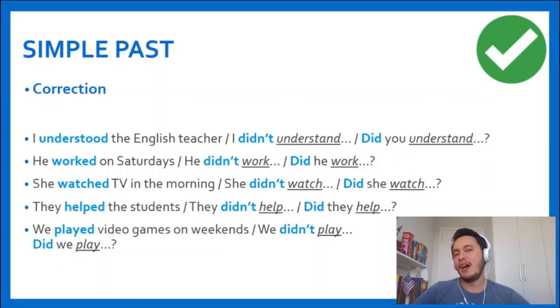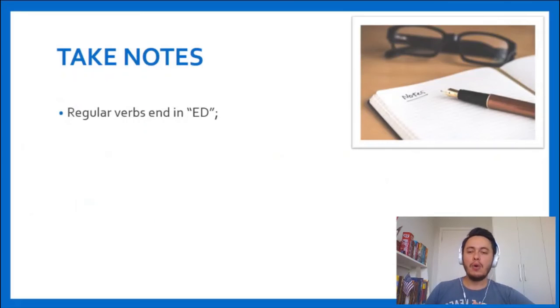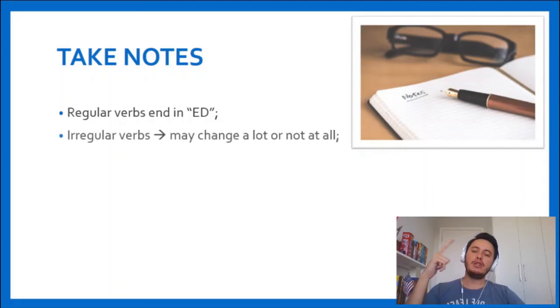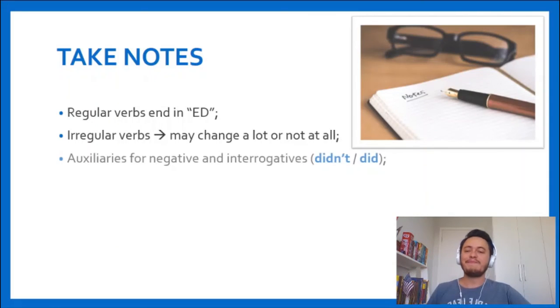So I hope you got everything correct. Now let's go to our last slide. So you need to take some notes here. So regular verbs, they end with ed. Number two, irregular verbs, they may change a lot or not at all. For example, the verb to go. The past of go is went. They change a lot. And the past of cut is cut. The past of put is put. So sometimes they change a lot, sometimes they don't. Irregular verbs. Check the list.